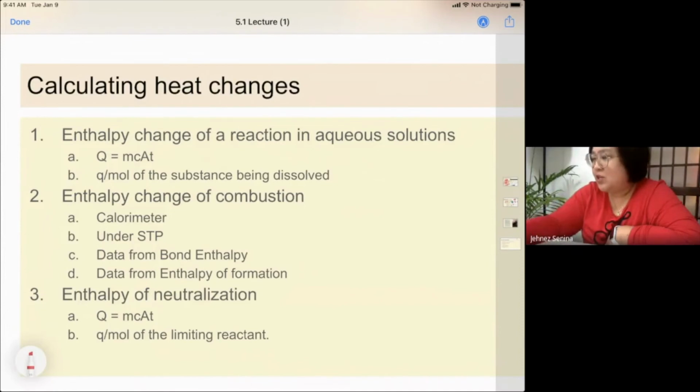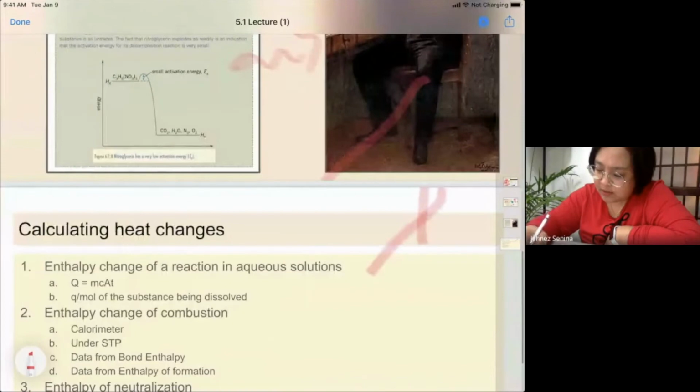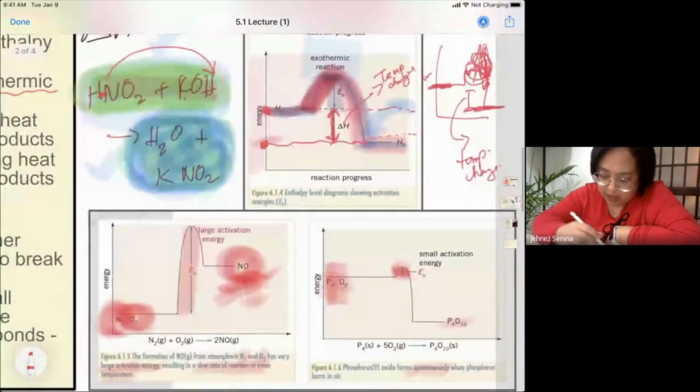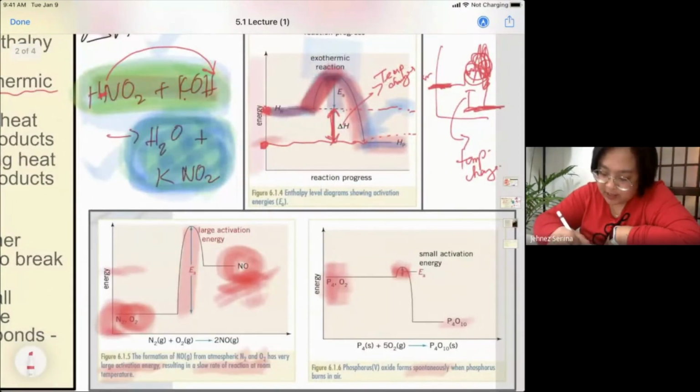Oh, I also want to mention this. This is in your book. The enthalpy diagram for endothermic reaction looks like this right here. So the product still has a lot of energy. Where did it get it from? Surrounding. Remember, surrounding got cold. The heat went to your product. So the products are said to be more unstable. Unstable in what sense? Because it has a higher energy. It has a higher enthalpy.